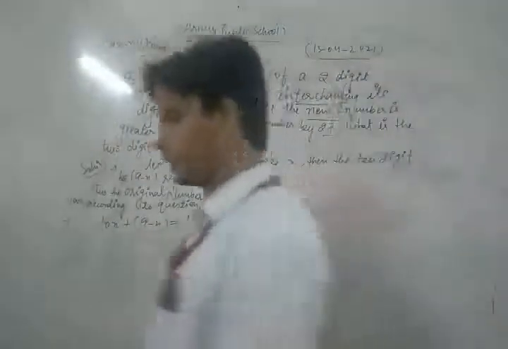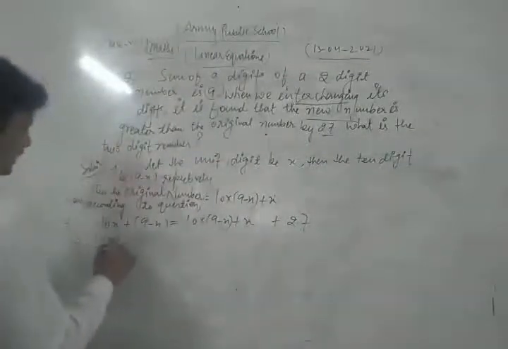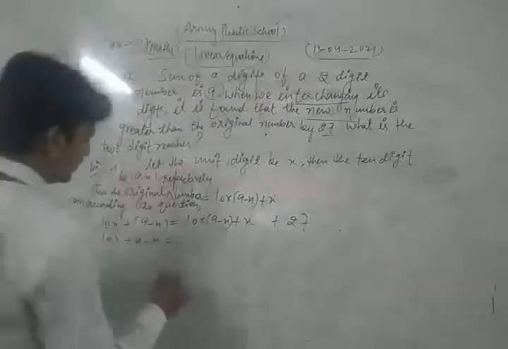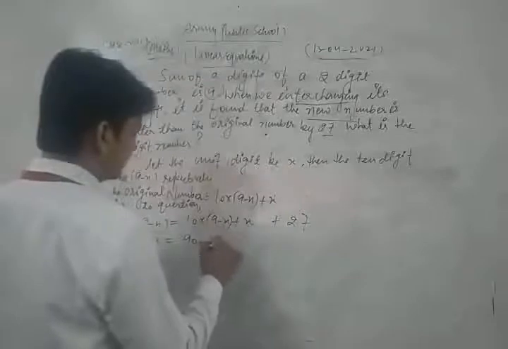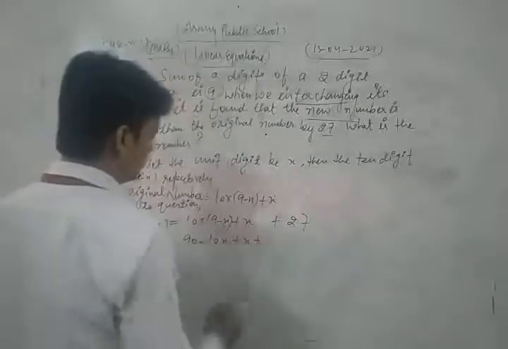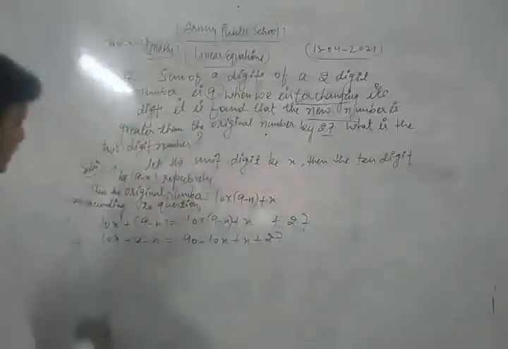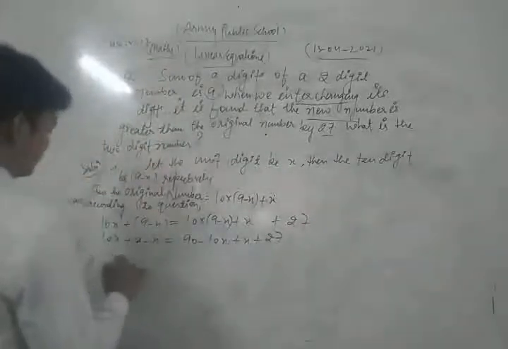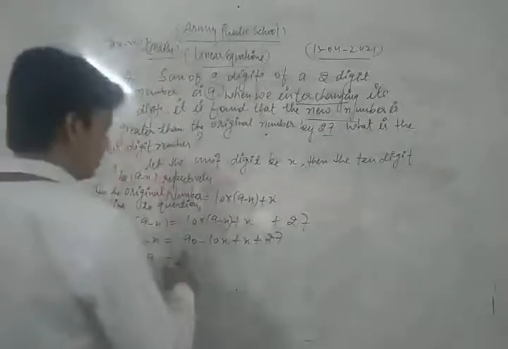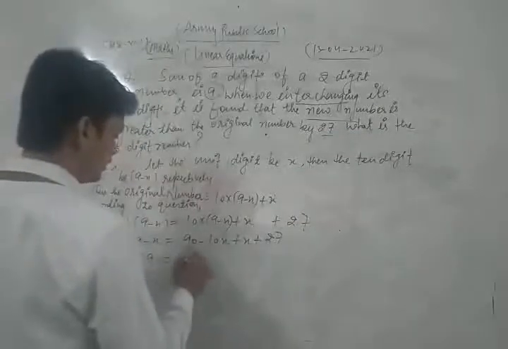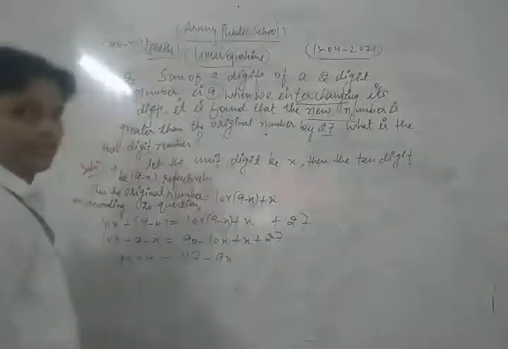Now what do I do? We just simplify them. We break the bracket: 10x plus 10 into 9 minus x, which is 90 minus 10x, plus x plus 27. Now 10x minus x is 9x, plus 9 is equal to 90 plus 27, that is 117, minus 9x.